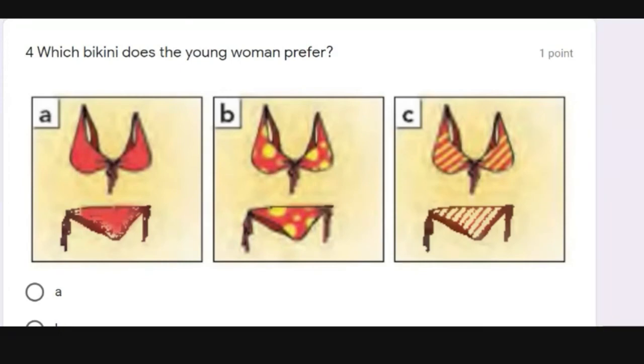Well, it's okay, but it's not as nice as the spotted one.